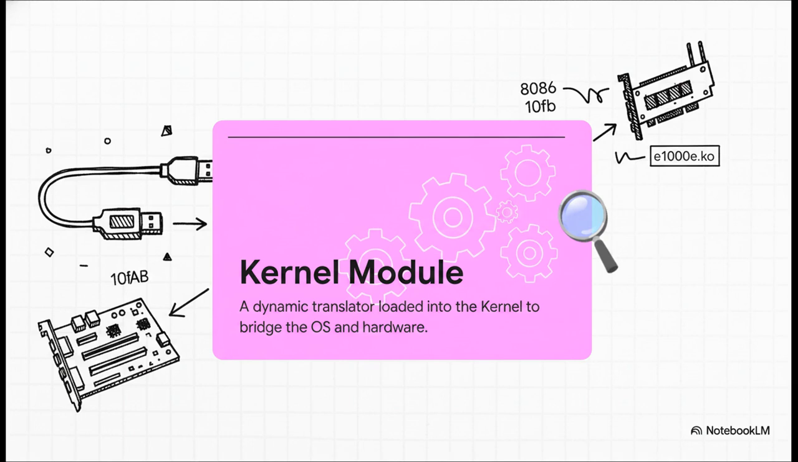So enter the driver. You can basically think of it as a highly specialized translator. These aren't usually hard-coded right into the kernel forever. Instead, they're loaded on the fly as kernel modules. You've probably seen those .ko files, right? Like e1000e.ko for Intel network cards. And the really clever part is that when you plug in a device, the kernel checks its hardware IDs, like the vendor and device ID, say 8086:10FB. It uses those exact hex numbers to find and load the precise translator that piece of hardware needs.